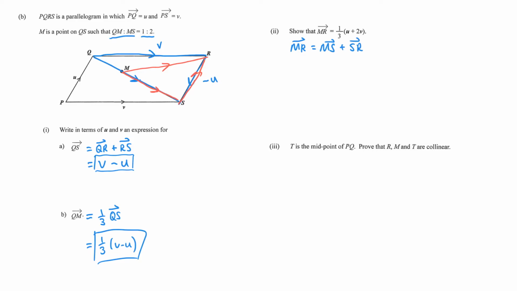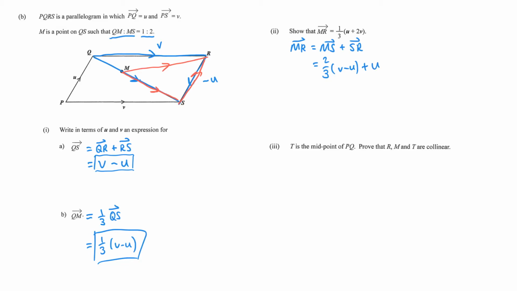First, let's express MS in terms of u's and v's. From our previous part, we saw that QM is 1/3 of QS, and we said that MS is 2/3 of QS. So we can express MS as 2/3 of (v minus u). Then we have plus the vector SR. The vector SR is the same as the vector from P to Q, which is the vector u. So that's what we add here.